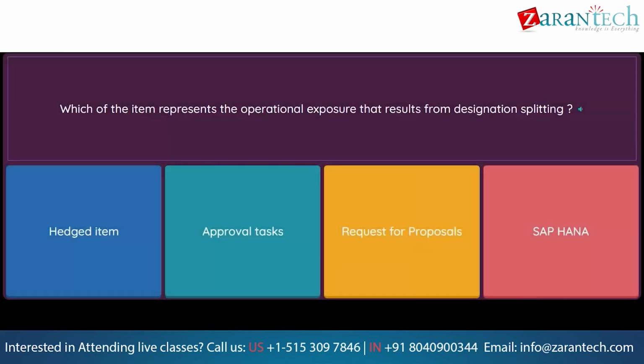Question, which of the item represents the operational exposure that results from designation splitting? Option 1 hedged item. Option 2 approval tasks. Option 3 request for proposals. Option 4 SAP HANA.